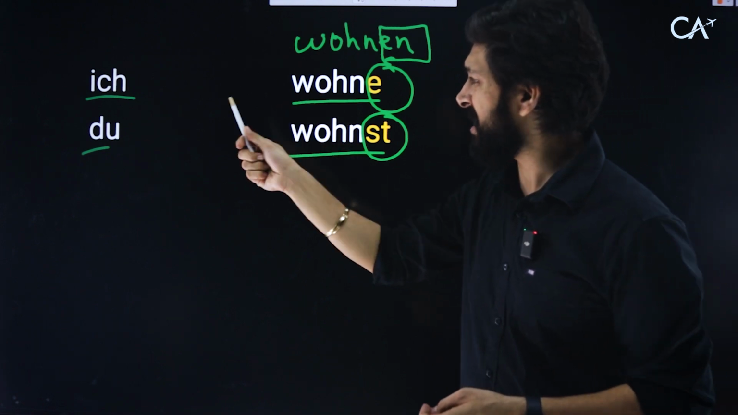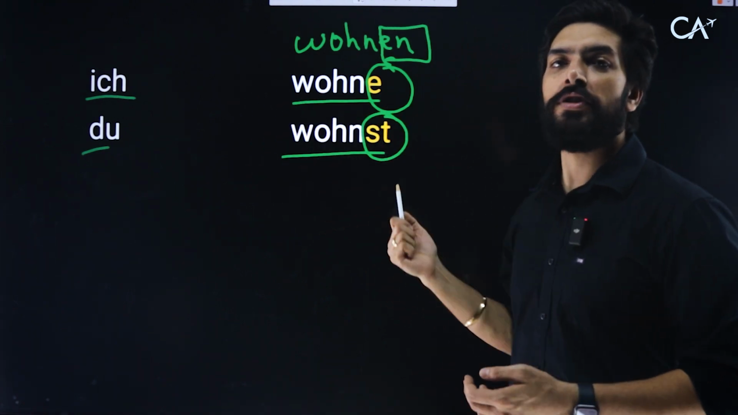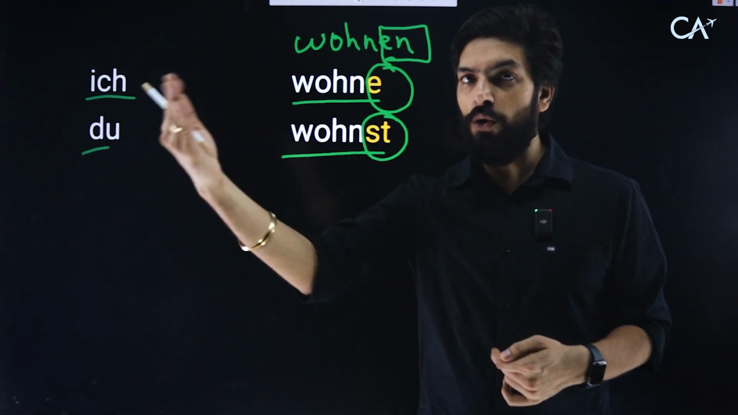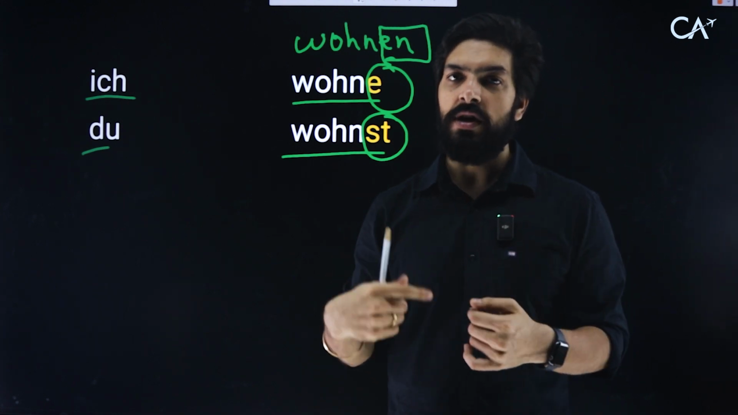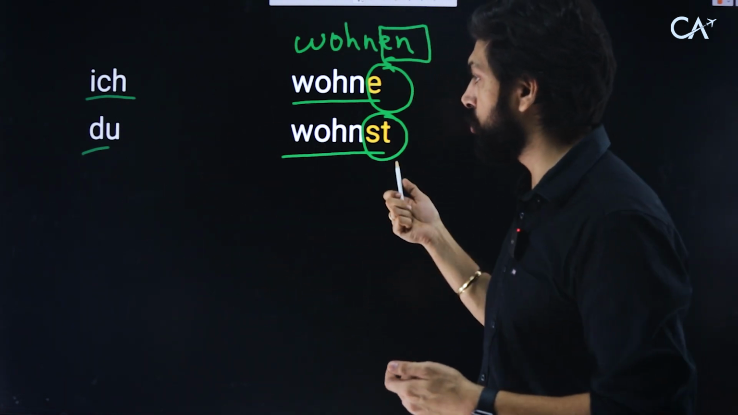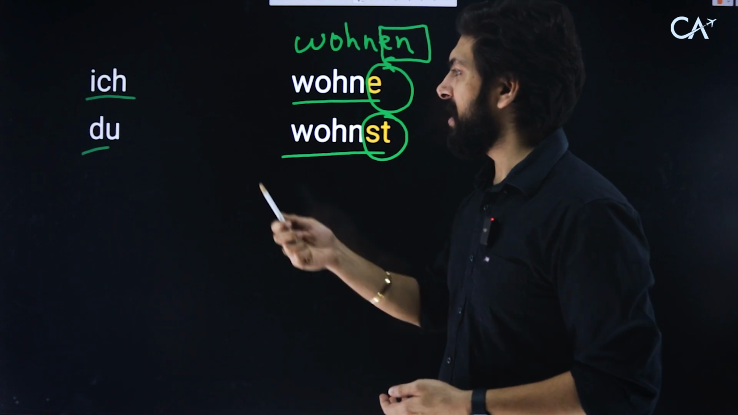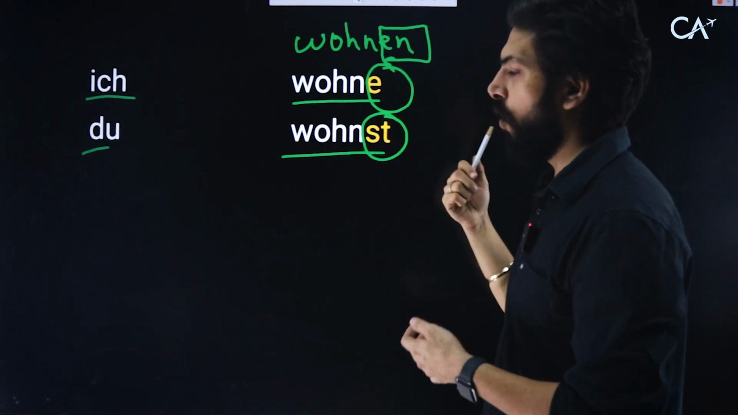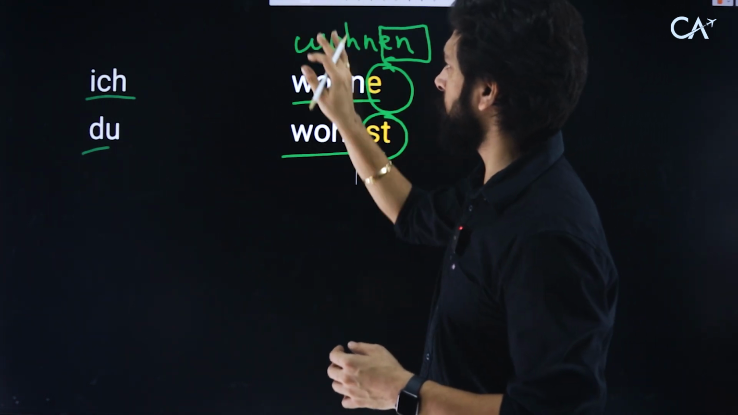Again, ich wohne, du wohnst. If you want to say I live, you live, you say ich wohne, du wohnst. Du wohnst, you live somewhere. Okay, ich wohne, du wohnst. Fine. Let's go with the next one.